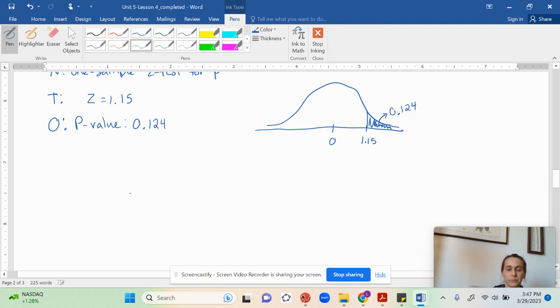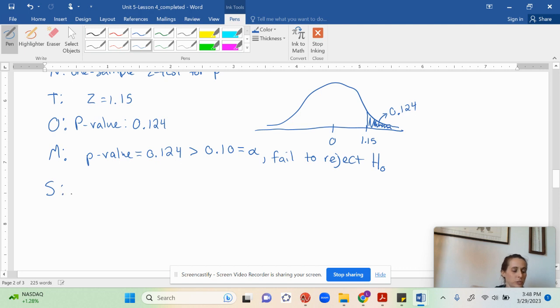Is p low? It's not very low. Why is it not very low? Because the p-value is 0.124, which is greater than the alpha, 0.10. Our alpha for this problem, it told us at the beginning, was 0.10. So since p is not low, we fail to reject the null hypothesis. Fail to reject H naught.